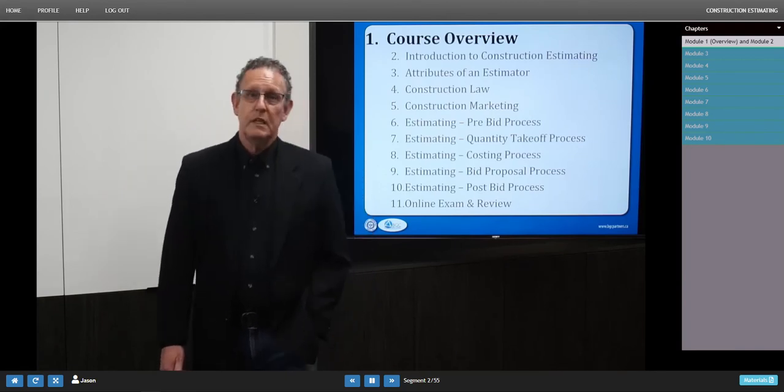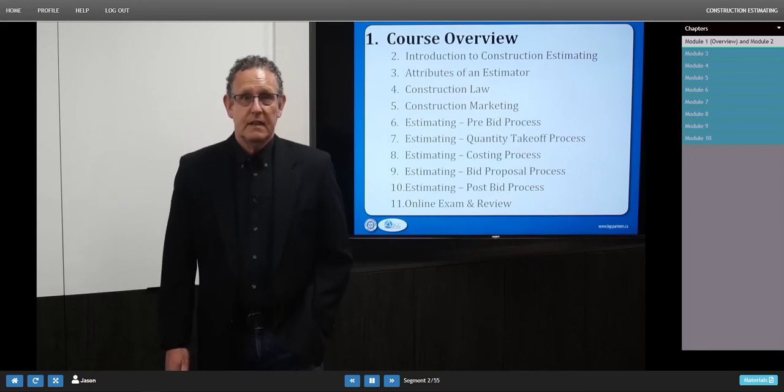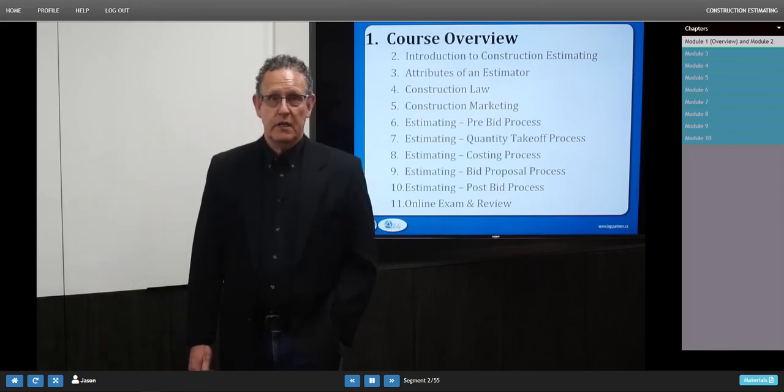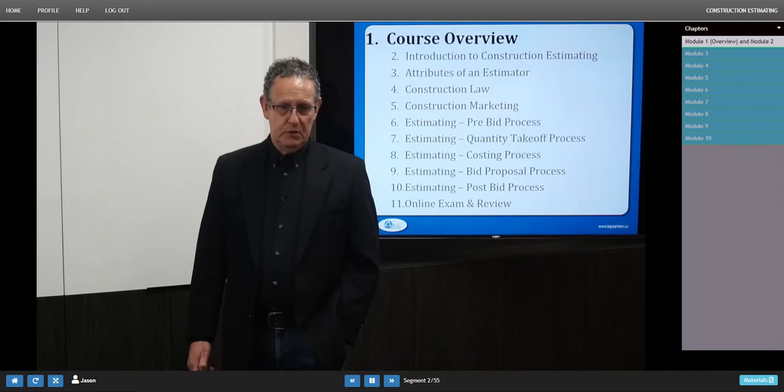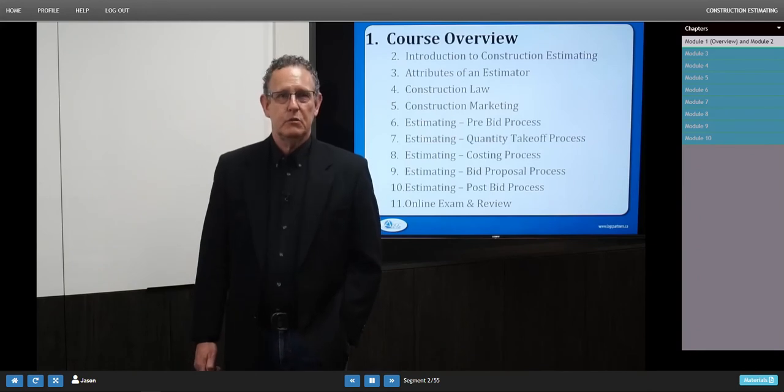The first one would be the pre-bid process. That is actually a fairly large area. There's a lot of things for us to consider before we actually make the decision to go ahead and bid and get into the rest of the processes. Once we have made that decision to bid, we probably need to do some sort of a takeoff. So the quantity takeoff process will be the next module.